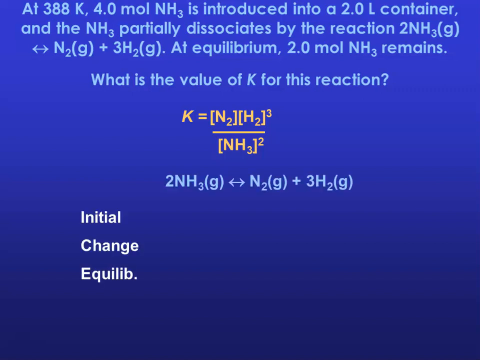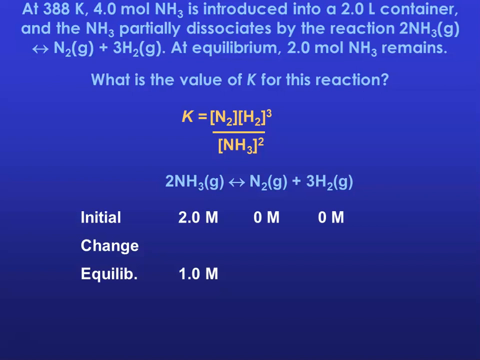We set up our ICE chart. Molarity is what we need to have inside of the bracket. So we take the 4 moles of ammonia and divide it by 2 liters to get 2 molar. And we do the same thing for equilibrium, which would be 1 molar. We were not given any information about nitrogen or hydrogen, so they are starting out initially at 0 molar.